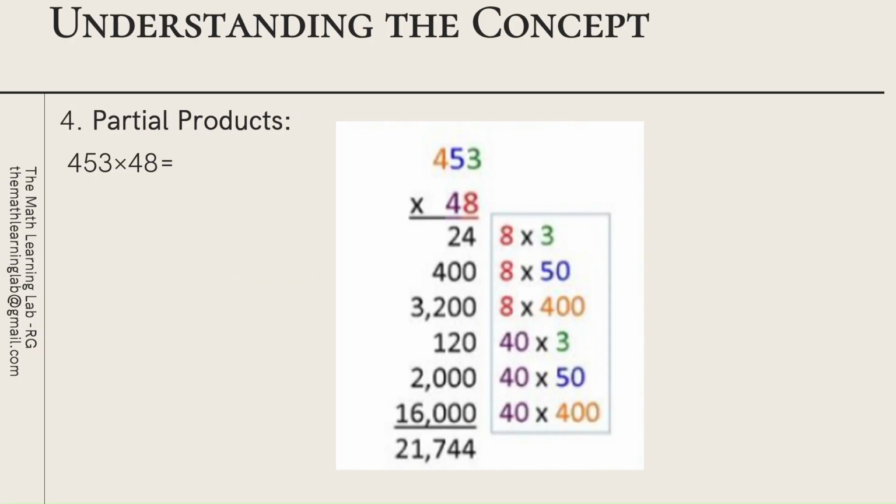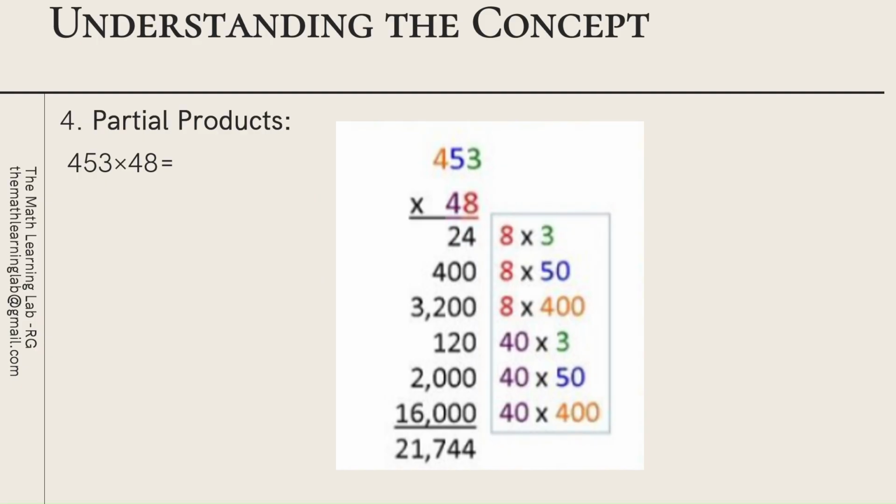Another strategy is partial products, where you multiply each digit by its place value along with the second number. For example, 453 times 48. So 8 is in the ones place, 3 is in the ones place. So 8 times 3 is 24. 5 is in the tens place, 8 is in the ones place. So 50 times 8, which is 400.